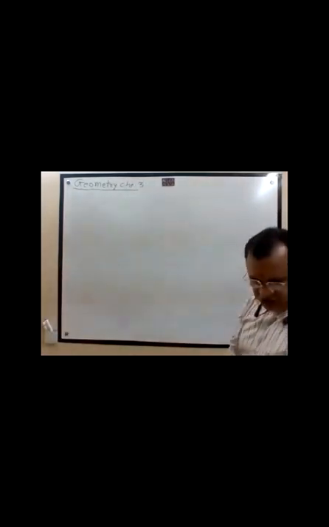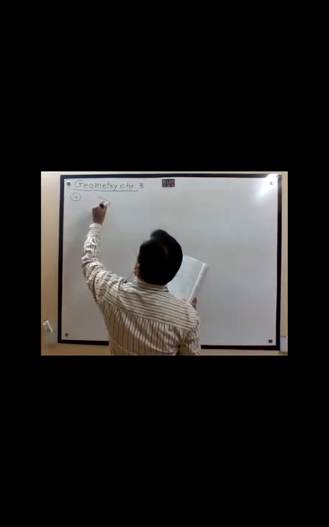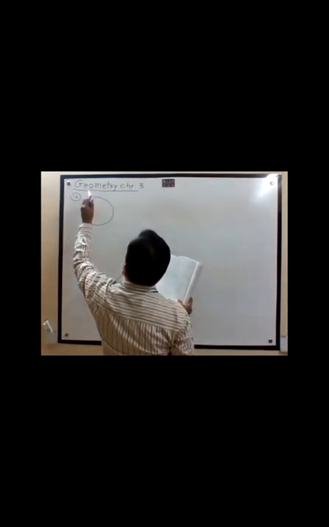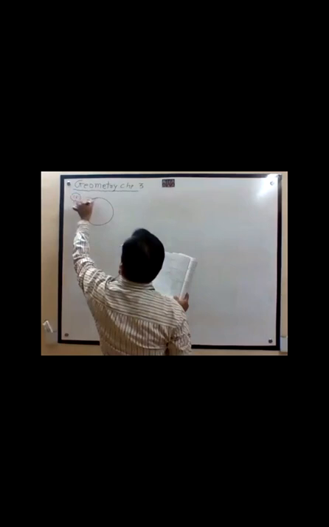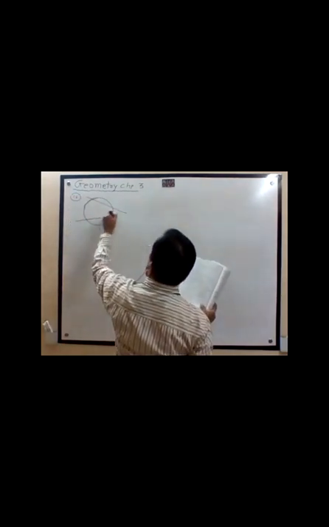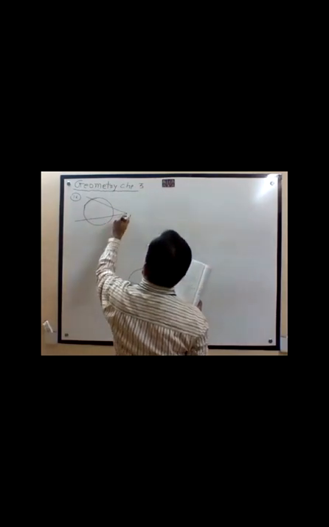Okay, now question number 16. Question number 16. It is two secants which are intersecting outside.